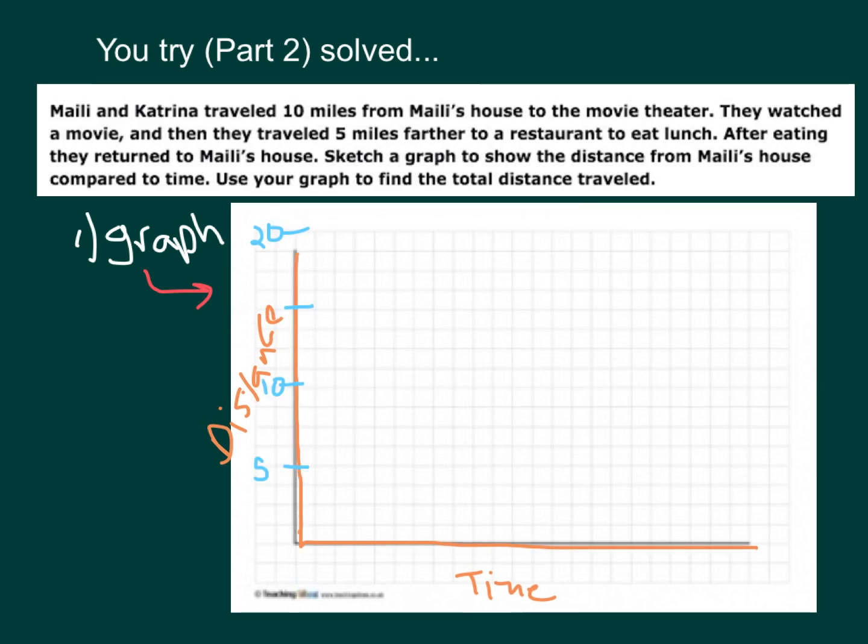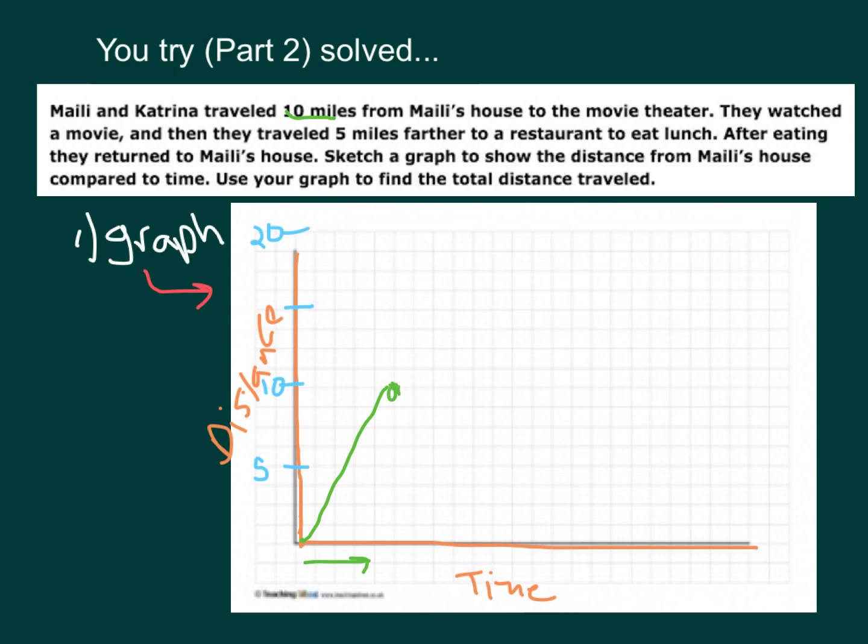So, let's read the problem. Miley and Katrina traveled 10 miles from Miley's house to the movie theater. So the first thing that we can do is show Miley and Katrina going 10 miles. So we start here at our origin, and they walked about 10 miles. Now, the reason we don't start at 10 miles is because, well, they didn't teleport. They didn't just start at the movie theater. They actually had to walk there. Because they walked, it took time.